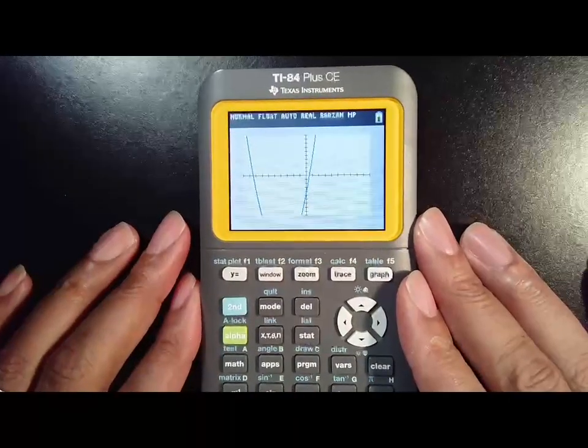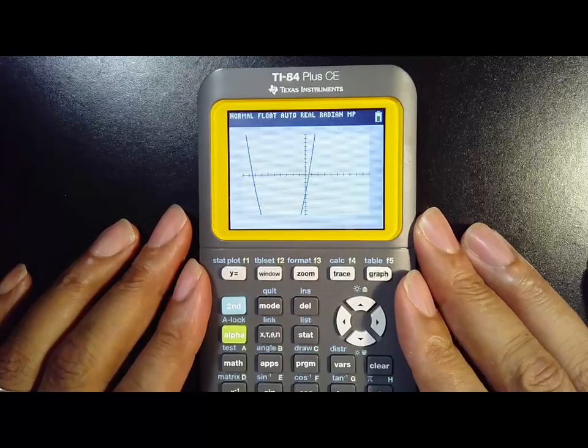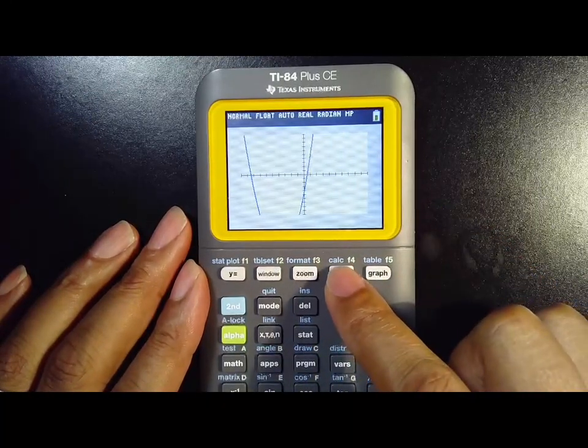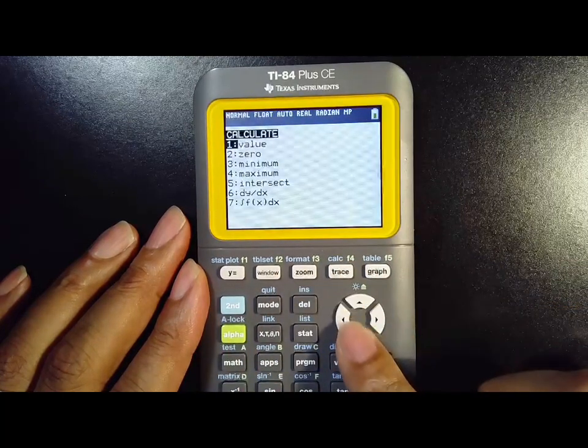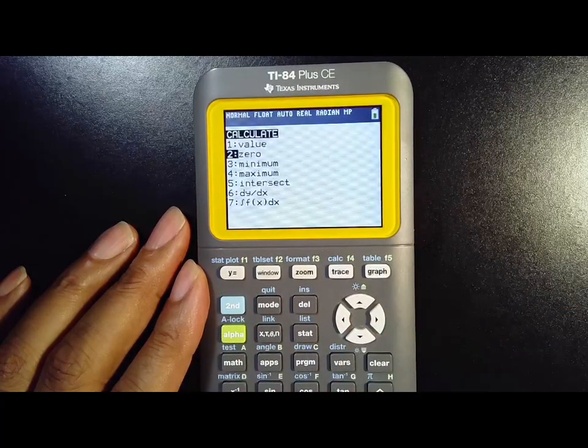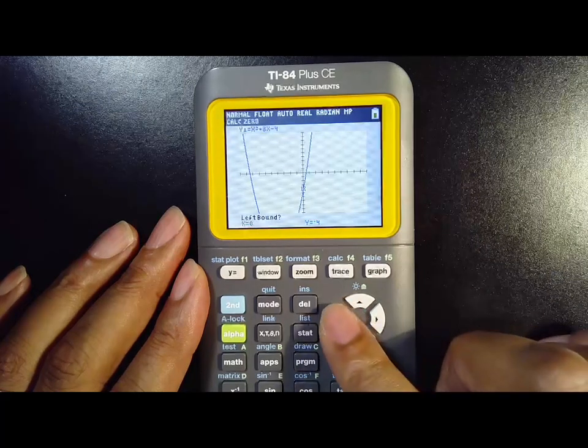Just to make sure that if you're at home, you have a way to use this as a guide, what you're going to do is use the calc function. Since it's in blue, you hit second trace. One thing you can do is find the 0, which of course is the intercept of the value, which might be used somewhere else.